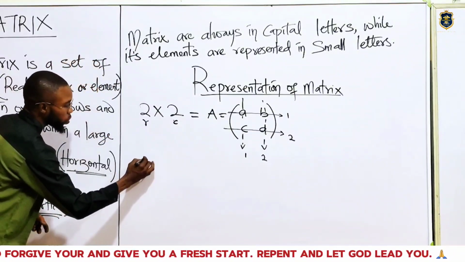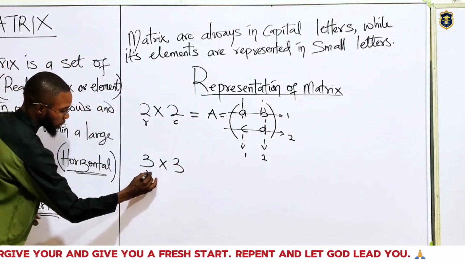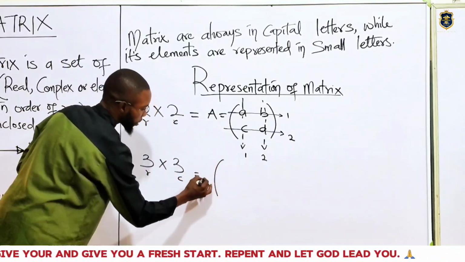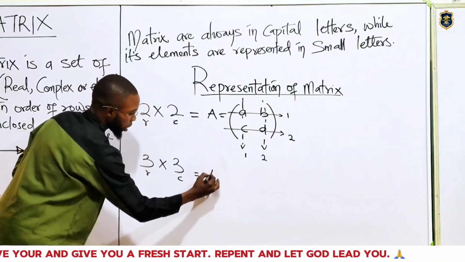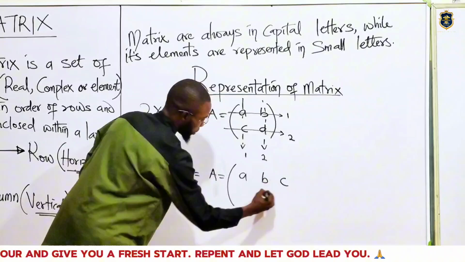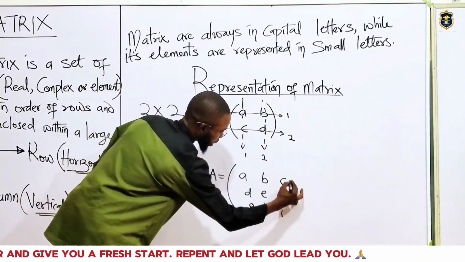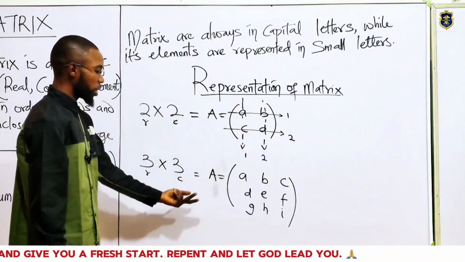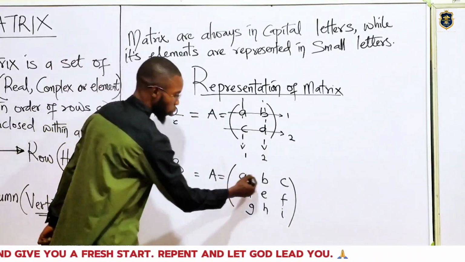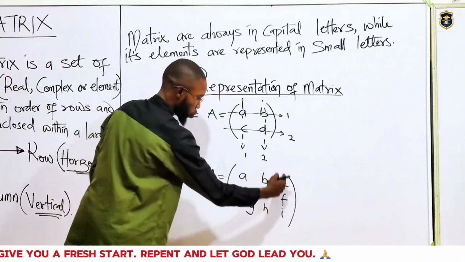Sometimes it is represented in 3 rows, 3 columns. That is, the row is 3 and the column is 3, and they are like this. A is equal to A, B, C, D, E, F, G, H, I. So in this form, there are 3 rows and 3 columns. So it is 1, 2, 3, 1, 2, 3.